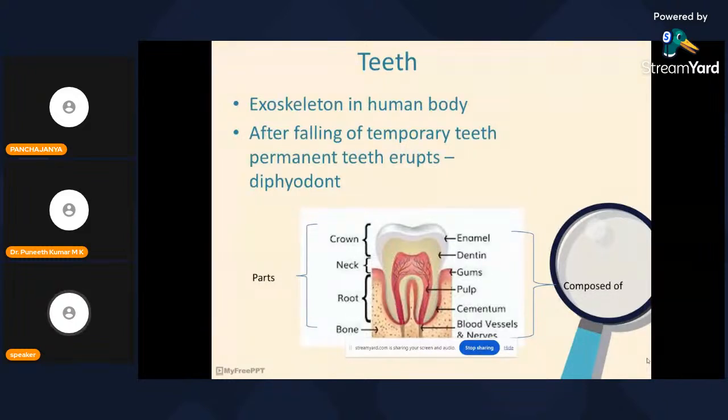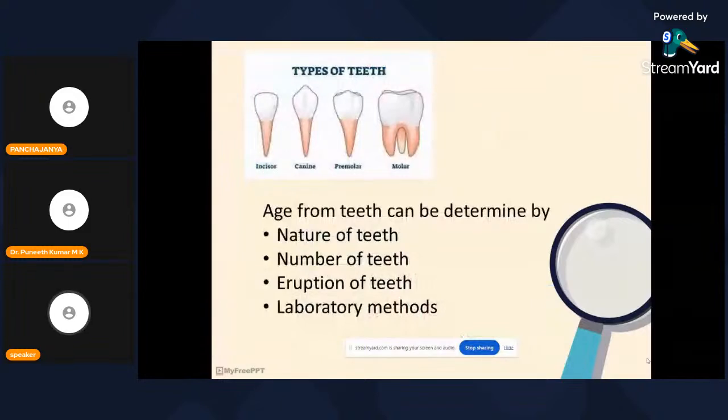The incisor, canine, premolar, and molar are the types of teeth present in the oral cavity. How can age be determined based on teeth? By the nature of the teeth, by the number of the teeth, by the eruption of the teeth, and by laboratory tests. These are the four characteristic features based on which we can determine the age of a person. We'll see them one by one.